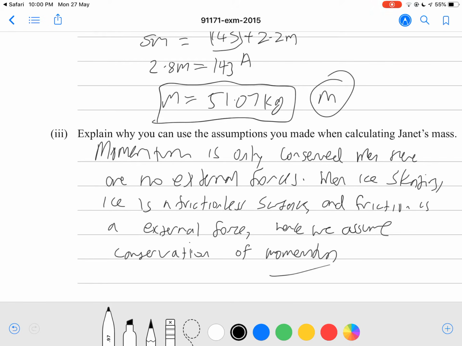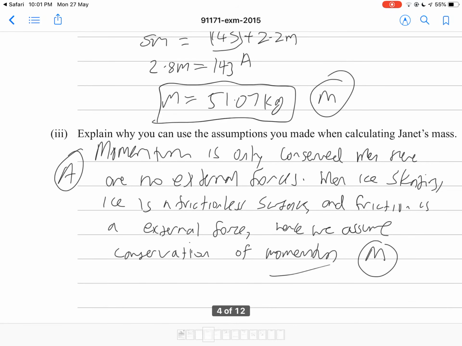Okay, so yes, this is a merit question. To get a merit here, you're gonna say momentum is only conserved if there are no external forces, and you have to say that because they're skating on ice, there's no friction. Okay, and because there is no friction, we can assume the conservation of momentum. To get an achieved, you're only stating that the momentum is conserved with no external forces, or you can say that ice is a frictionless surface and therefore the momentum is conserved. So any one of these two points will get you an achieved, okay? But to get a merit, you need both of these points, okay?